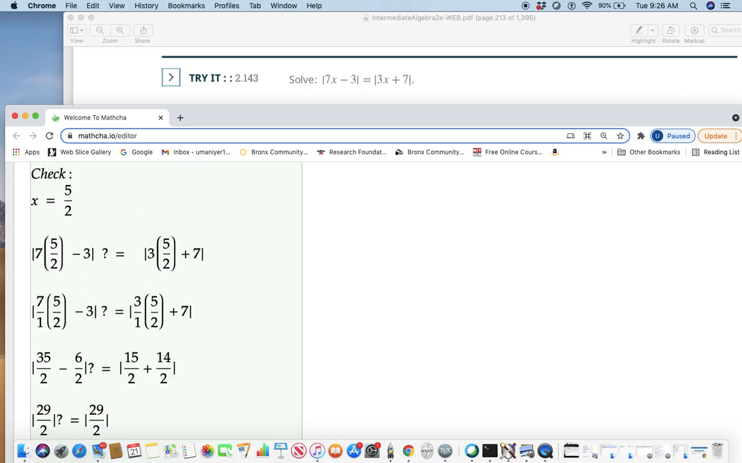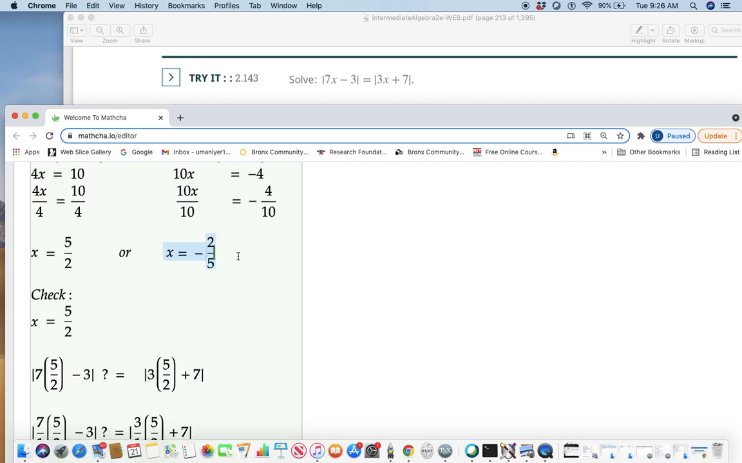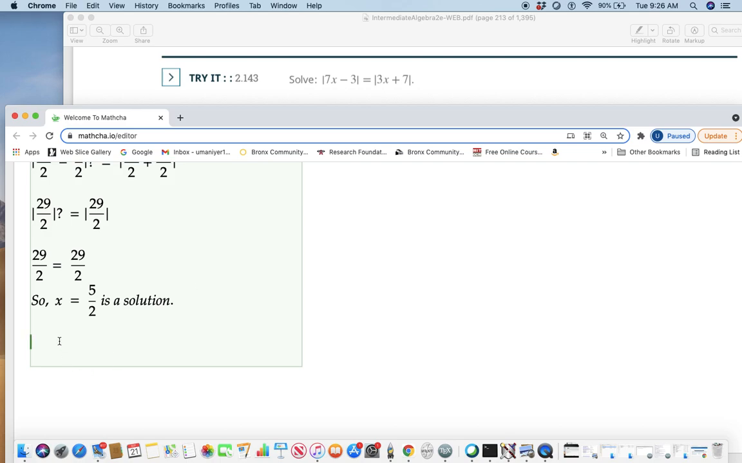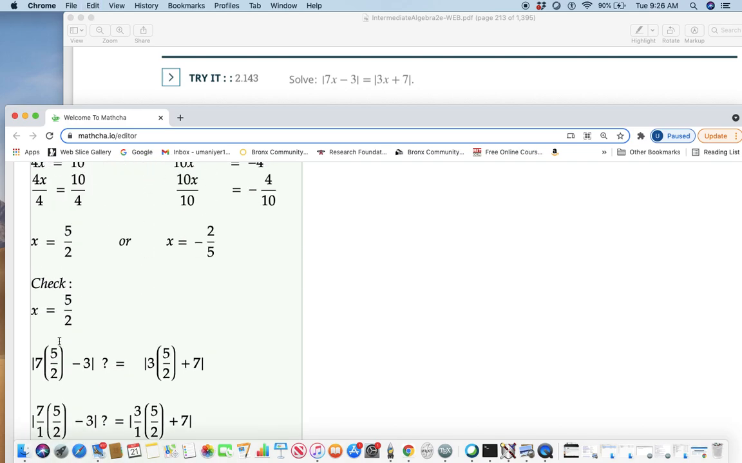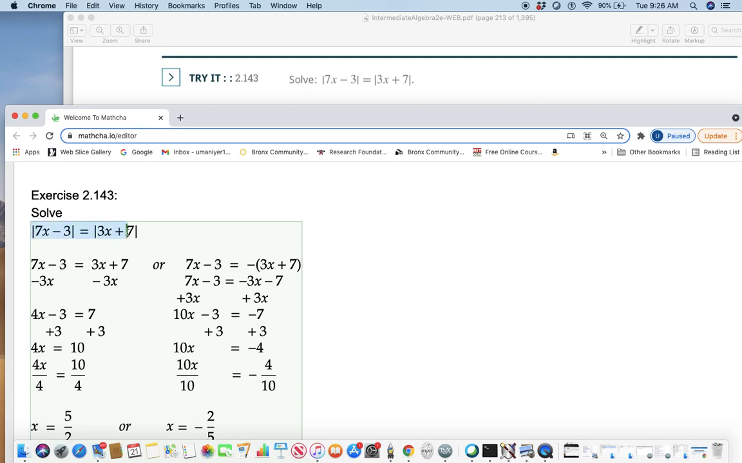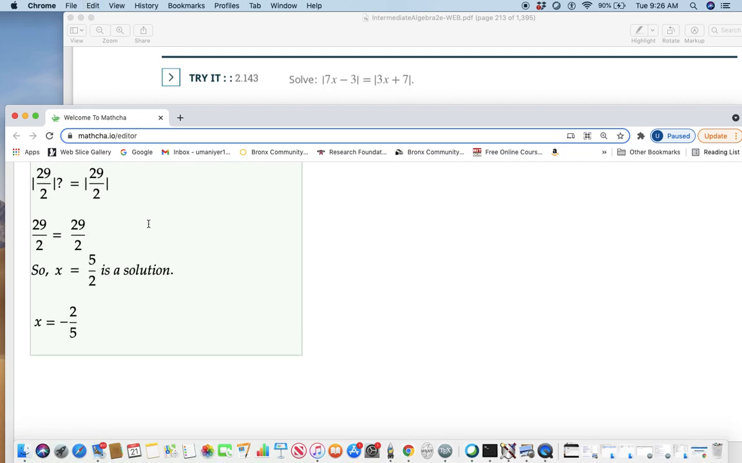Okay, now we want to check x equals negative 2/5 in the same equation. We want to check whether it works. All right, well, how do we check? Replace your variable by parentheses and fill in the parentheses with the entire proposed solution, negative 2/5. And you're checking, so this is a question mark.